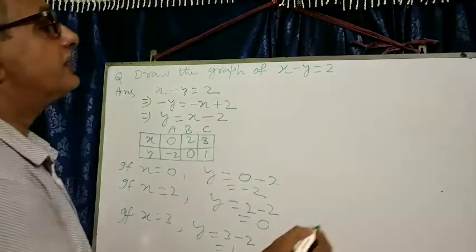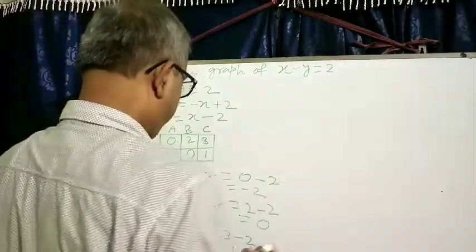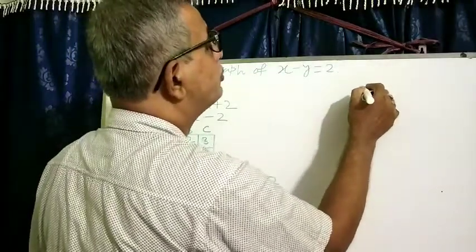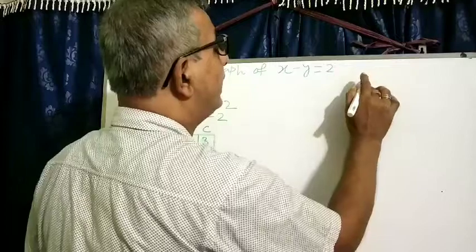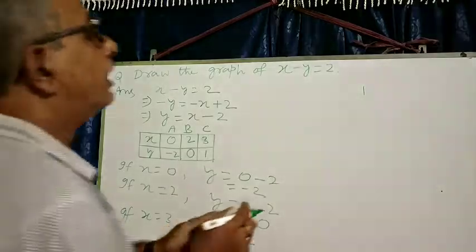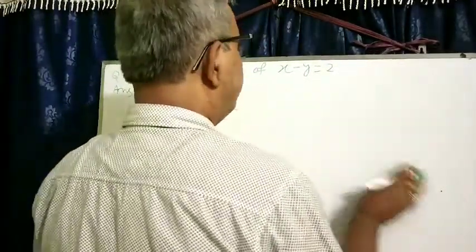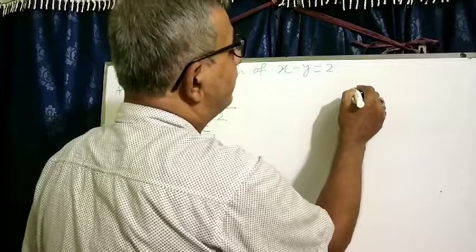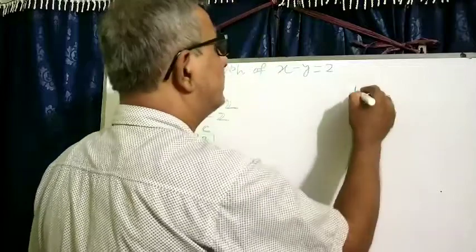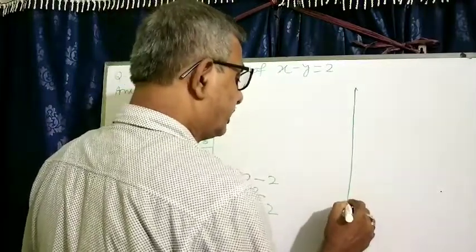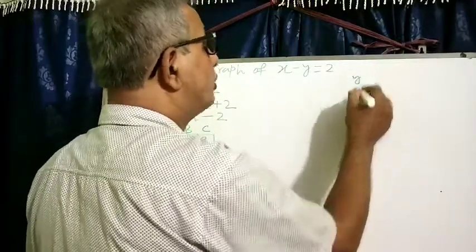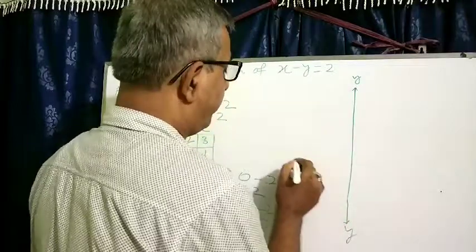I don't have sufficient space, but I try here. Here one vertical axis you draw. With the help of what? With the help of a scale you will draw the vertical axis. Otherwise you will commit some mistake. This is the vertical axis. It should be straight. Mine is not straight because I draw without a scale. This is called the y axis.